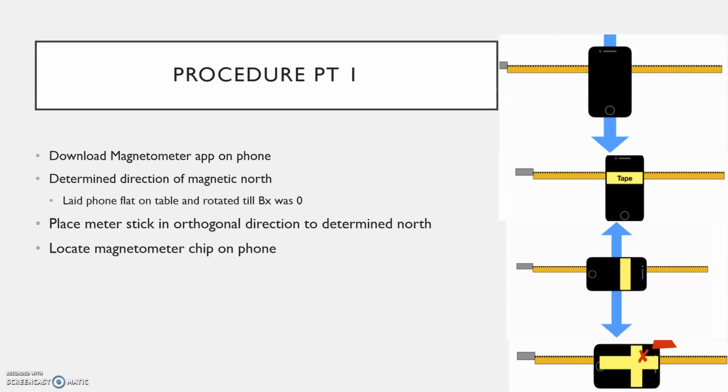So to do this lab, I first downloaded the magnetometer app on my phone, and then I determined the direction of magnetic north by laying my phone flat on a table and rotating till the x component was 0. I then placed a meter stick in the orthogonal direction to determine the north, and I located the magnetometer chip on my phone by following the instructions as shown in the picture.